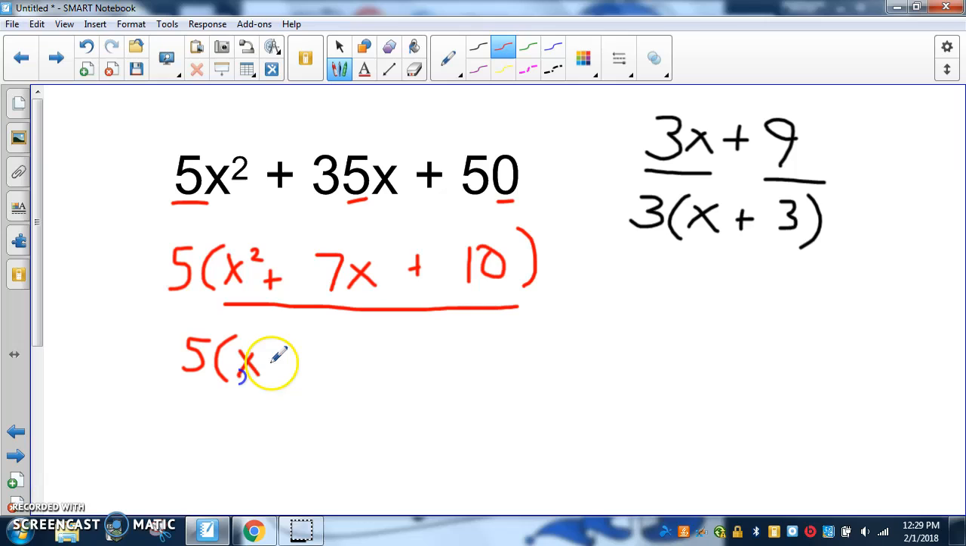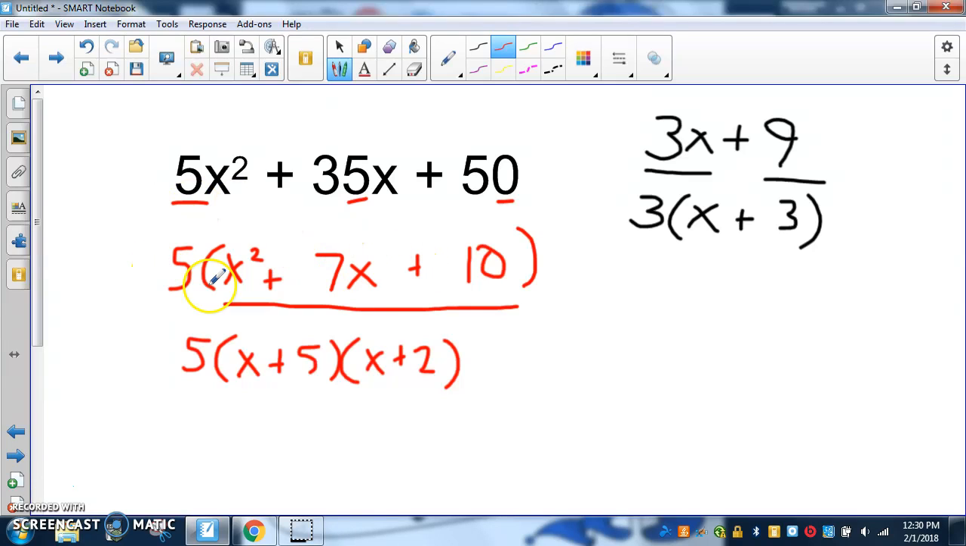These are just going to be 5 and 2. x plus 5 by x plus 2. Order is not important here. I could do 5 times x plus 2 times x plus 5. We do typically put the greatest common factor in front, but this is how you do it.